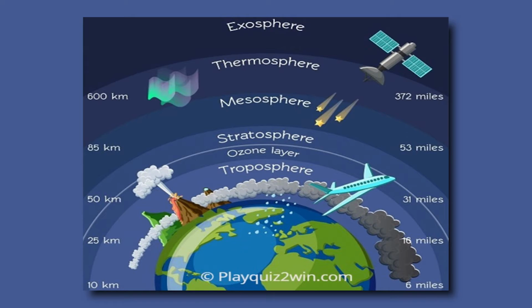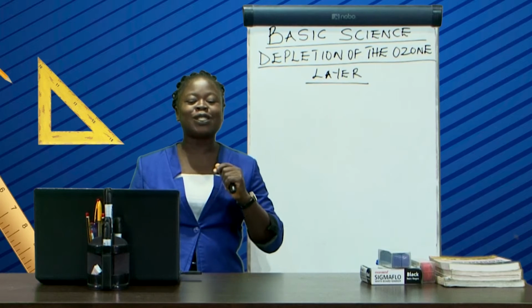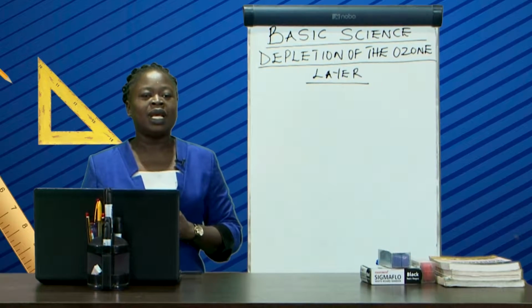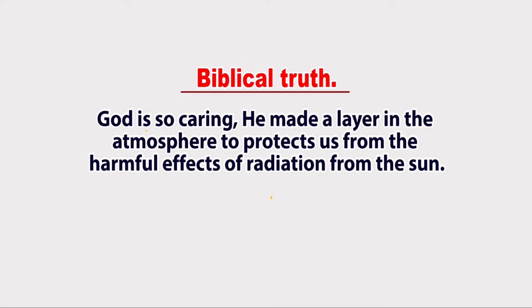Now, from this, we could see that our God is so loving. Our God is so caring. You know, at creation, he made layers in the atmosphere to protect us from harmful effects of radiation from the sun.